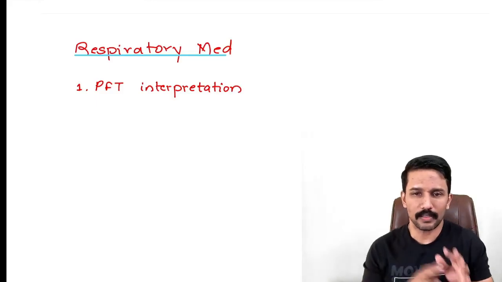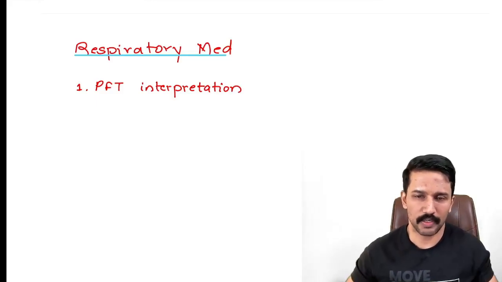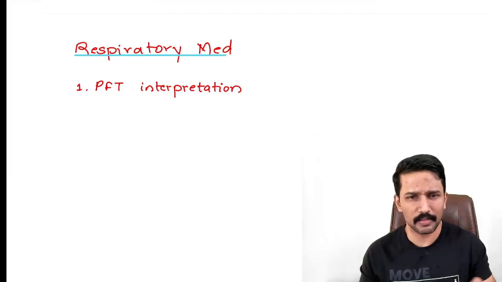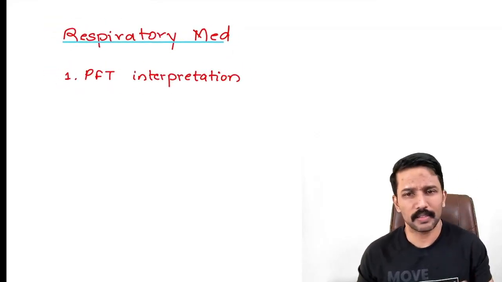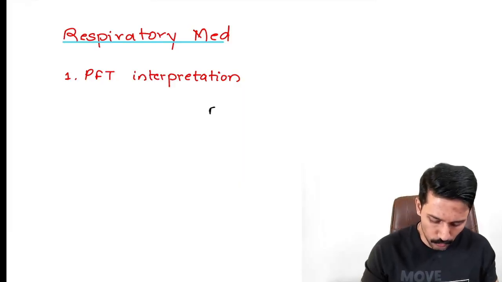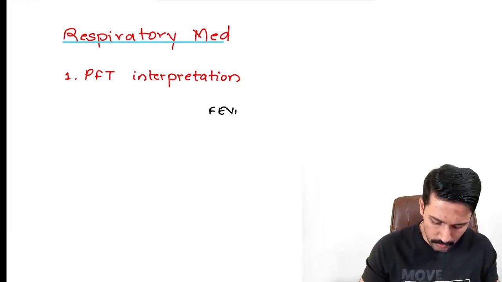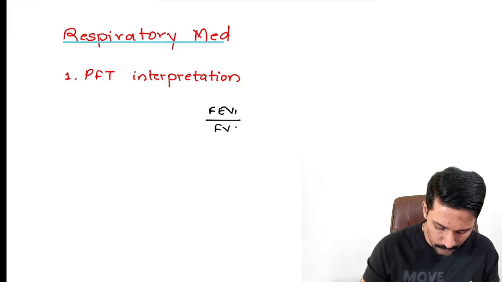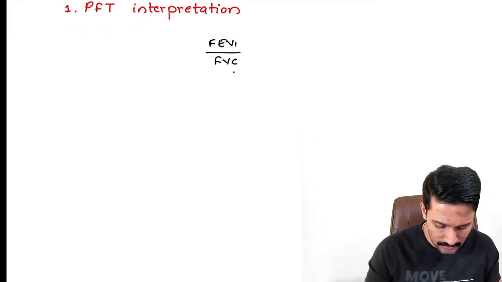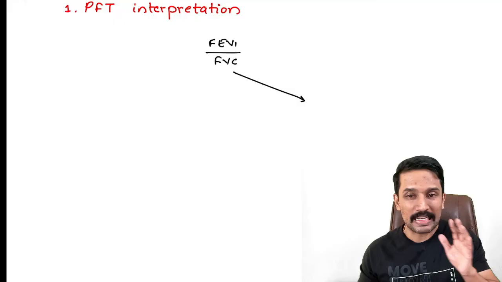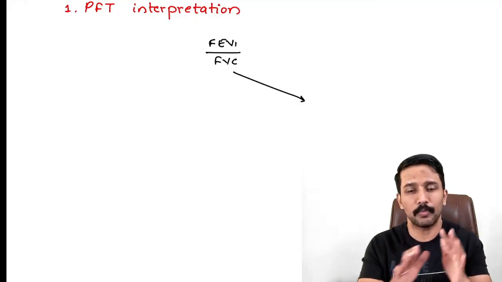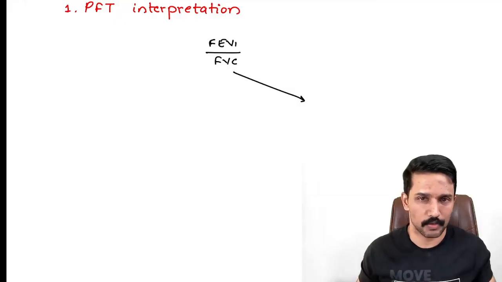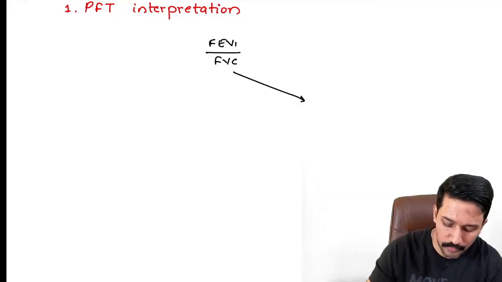Guys, so let us start the rapid quick revision of respiratory medicine. Respiratory medicine begins with PFT interpretation. When it comes to PFT, all we are interested in as clinicians is the ratio of FEV1 by FVC. In any respiratory disorder, the investigation of choice for the majority is going to be PFT, because it can help us differentiate between restrictive and obstructive disorder. So we begin with the FEV1 by FVC ratio.